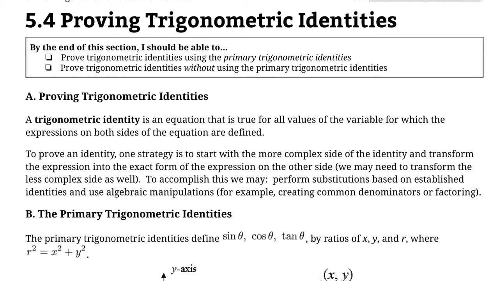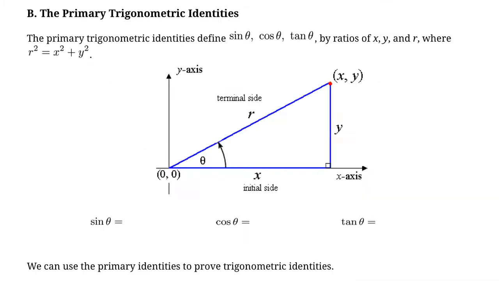In this lesson, we're going to be proving trigonometric identities, and by the end, you'll be able to prove them using primary trig identities and without using the primary trig identities. A trigonometric identity is an equation involving trigonometry that is true for all values of the variable, meaning it has a left side that's equal to its right side. And to prove trigonometric identities, we're just going to prove that the left side is equal to the right side of the equation. Let's start with the primary trigonometric identities.